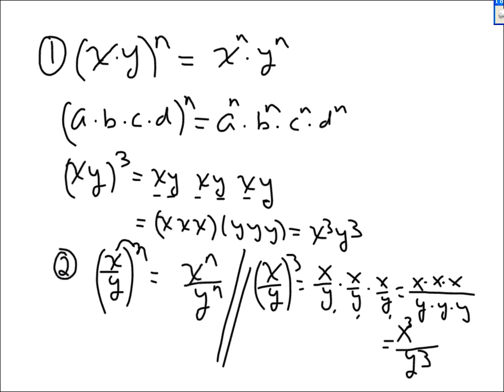Okay? It says if the powers outside distribute, x to the n, y to the n. And those are definitely 2 rules that you need to know.